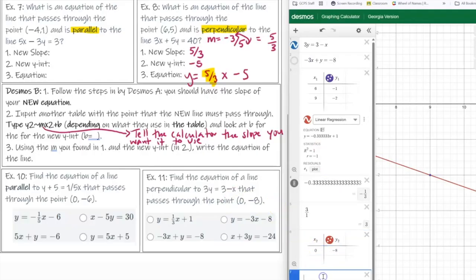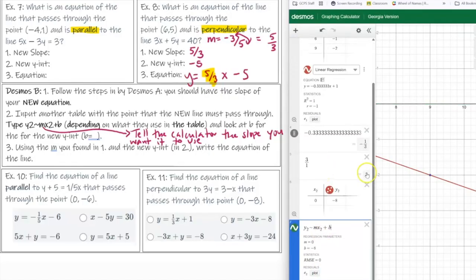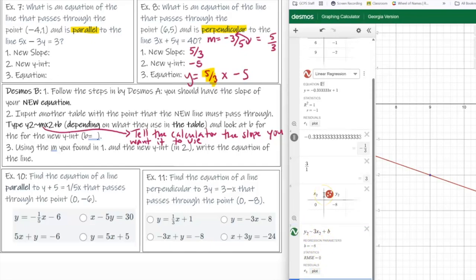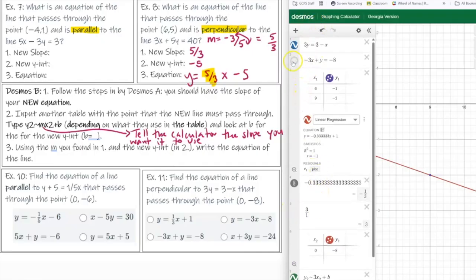All right, and then I'm going to find out what that is. So it's y2, squiggly line, mx2, so mx2 plus b. And remember, I already know my slope is supposed to be 3. So right now it's giving me a slope of 0, which is not what I want. I want 3. So that's going to be it with a y-intercept of negative 8. So my line should be y equals 3x minus 8.